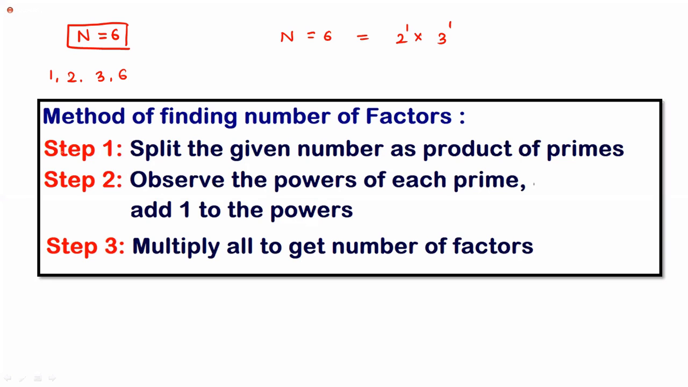So that is the first step. First of all, split the given number into a product of prime numbers. So we can write it as 2 into 3. After writing the given number as a product of prime numbers, look at the powers. We are able to see the power as 1. Add 1 to the power. 1 plus 1 is 2. After adding to the powers, multiply these in order to get the total number of factors of any number. So we can say 4 factors are there. What are those factors? 1, 2, 3, 6.